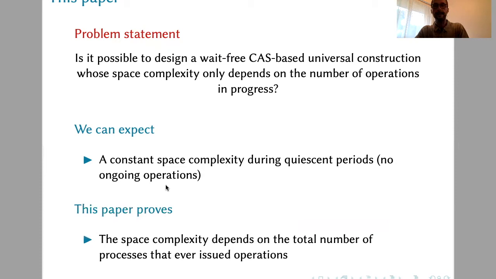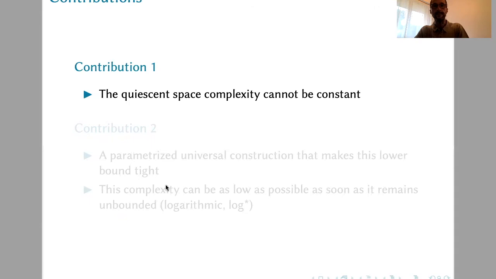However, this paper proves that the space complexity cannot depend on pending operations. It depends on the total number of ever issued operations. And consequently, the space complexity is unbounded. So the first contribution is that the quiescent space complexity of any compare-and-swap universal construction cannot be constant.